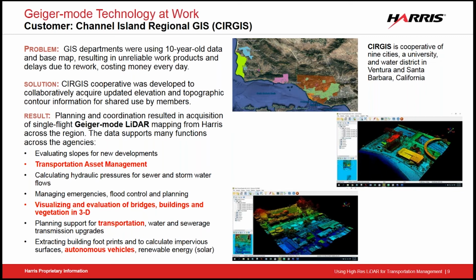So one of them is an organization, one of the users, is using it for asset inventory for transportation. So they're looking for guardrails and poles and signs, as well as doing asset inventory on their pavement. So doing not pavement analysis per se, but being able to determine where their pavement is and about what the volume is for that pavement using some other data that they have along with the high resolution data set that we provided.